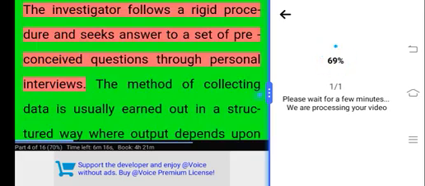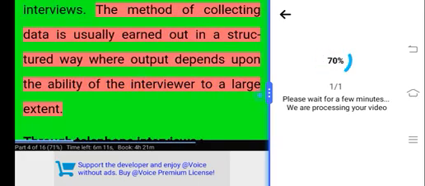Through personal interview. The investigator follows a rigid procedure and seeks answers to a set of preconceived questions through personal interviews. This method of collecting data is usually carried out in a structured way where output depends upon the ability of the interviewer to a large extent.